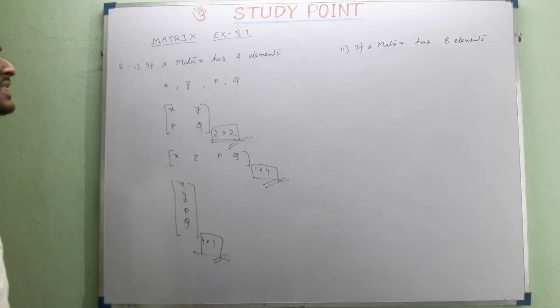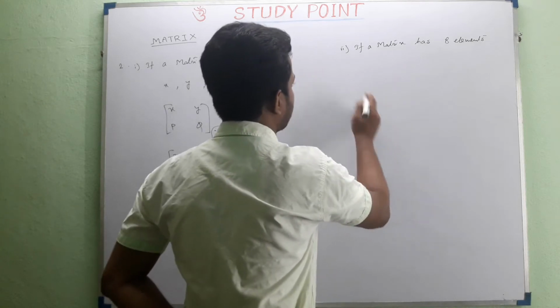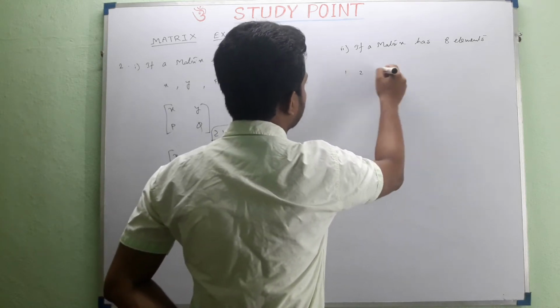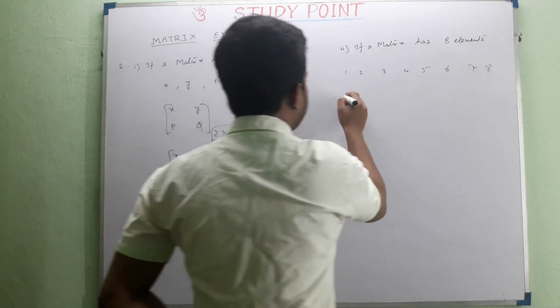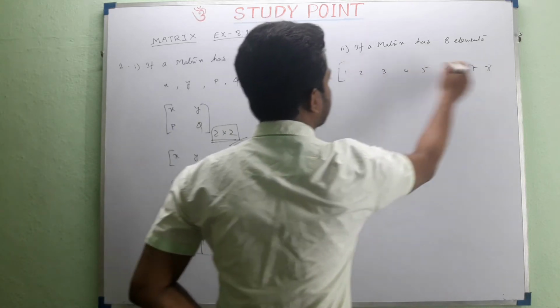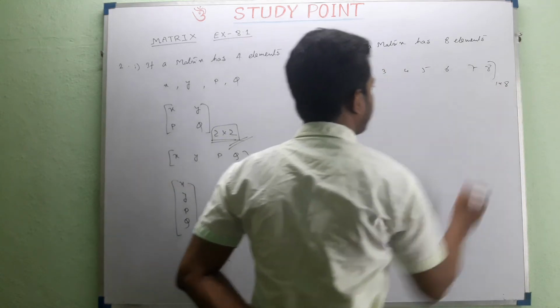Now let's move to the second part. Here the matrix contains 8 elements. So how can the 8 elements be arranged? Suppose I am taking 1, 2, 3, 4, 5, 6, 7, 8. These are the 8 elements. Now it may be arranged like this, like a row matrix of order 1 by 8.